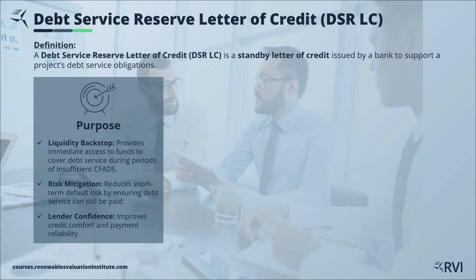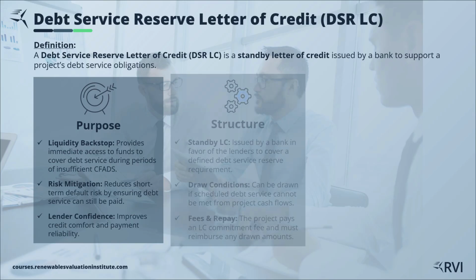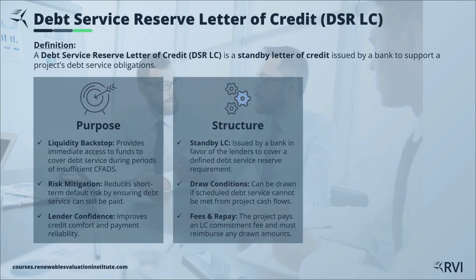From a lender's perspective, this is critical. Even if the DSCR drops below 1.0 in a single period, the LC allows debt service to be met on time and in full, preserving payment discipline and avoiding technical defaults. And from a structural standpoint, a DSR-LC is a standby letter of credit issued by a bank, typically in favor of the term loan lenders. It's usually sized to a fixed number of months of forward debt service.